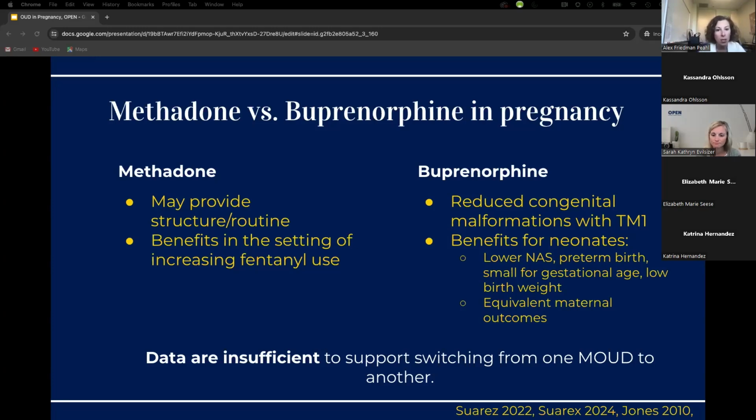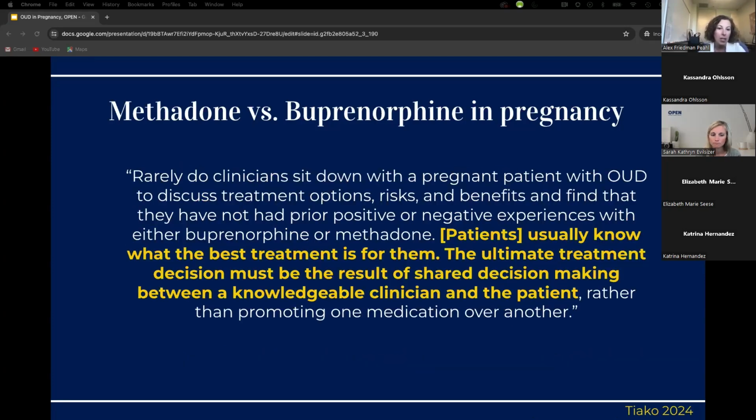Also, focusing just on the neonatal effects really misses an important component of this treatment. This is a quote from a commentary on the second of those large retrospective studies. And in this paper, the authors noted that rarely do clinicians sit down with a pregnant patient with OUD to discuss options and benefits and find that they've had no prior positive or negative experiences. Patients know what the best treatment is for them. And the ultimate treatment decision must be the result of shared decision making rather than promoting one medication over another. In other words, the best medication is the one that will work for the patient in front of you.